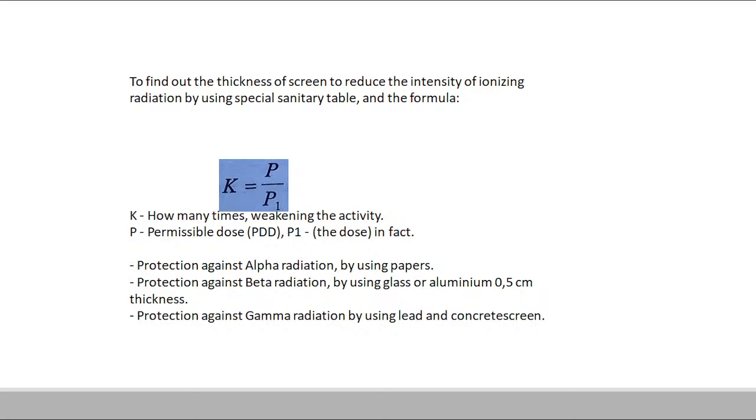And we know that protection against alpha radiation is by using paper, protection against beta radiation by using glass or aluminum 0.5 cm thickness, and protection against gamma radiation by using lead and complex screen.